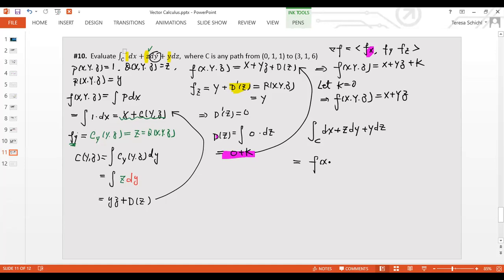So it's f of x, y, z from (0, 1, 1) to (3, 1, 6). So basically you just say f at (3, 1, 6) minus f at (0, 1, 1). Okay, so you plug the x, y, z into the f of x, y, z function, and you will get 8 as the answer here, right? So that's why you find this function, right?